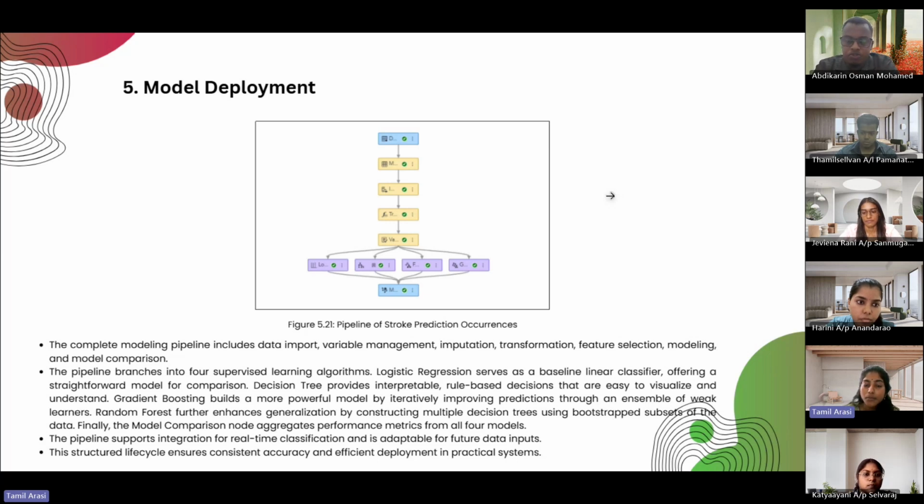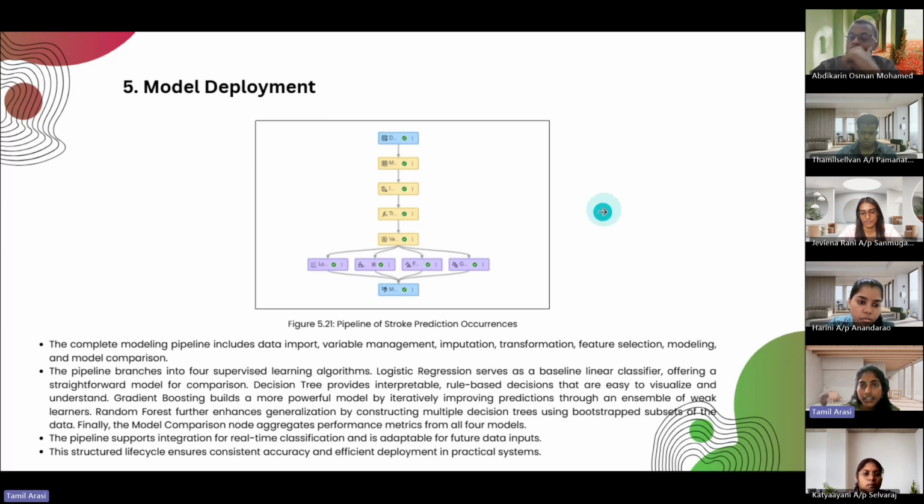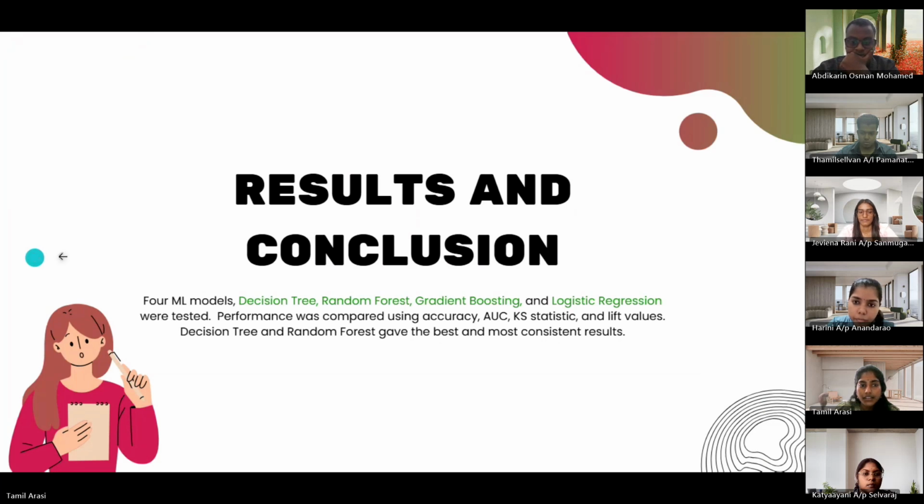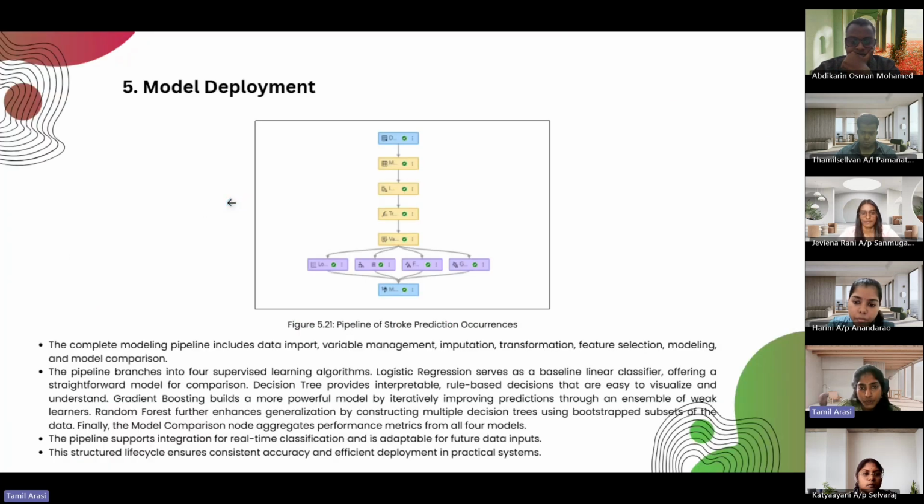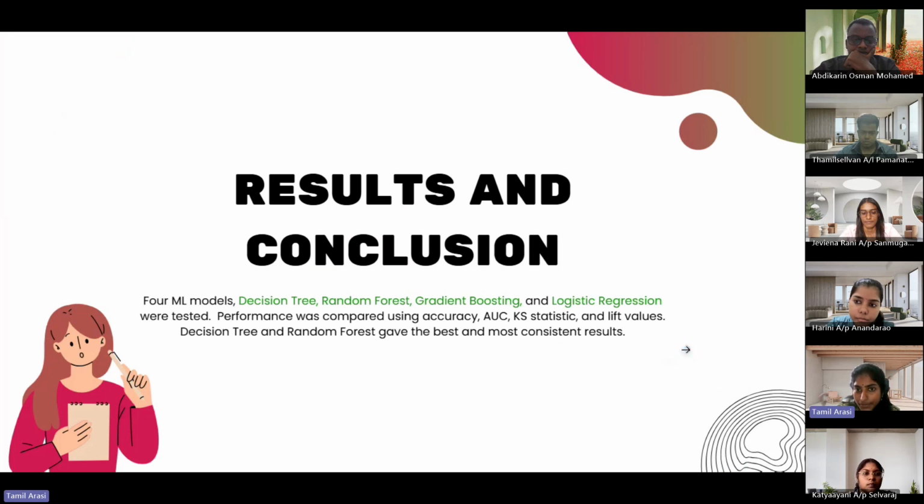And then gradient boosting builds a more powerful model by iteratively improving predictions through an ensemble of weak learners. And lastly, random forest further enhances generalization by constructing multiple decision trees using bootstrap subsets of the data. Finally, the model comparison node aggregates performance metrics from all the 4 models. As you can see, the pipeline supports integration for real-life classification and is adaptable for future data imports. Overall, this structured life cycle ensures consistent accuracy and efficient deployment in practical systems. That's all from me, and I shall pass to my next team member.